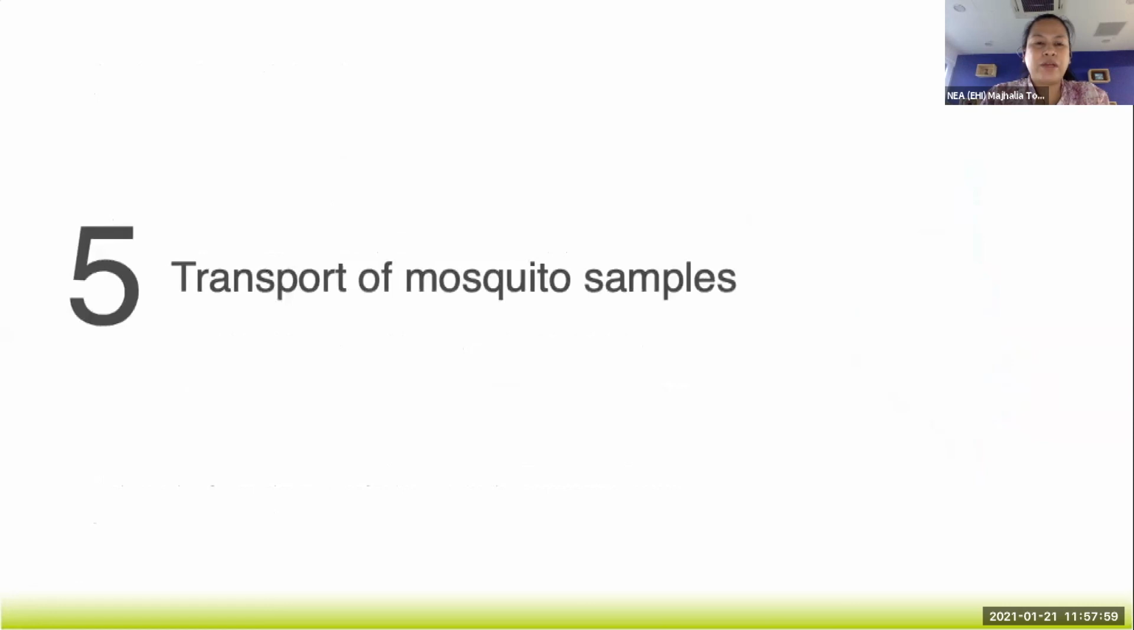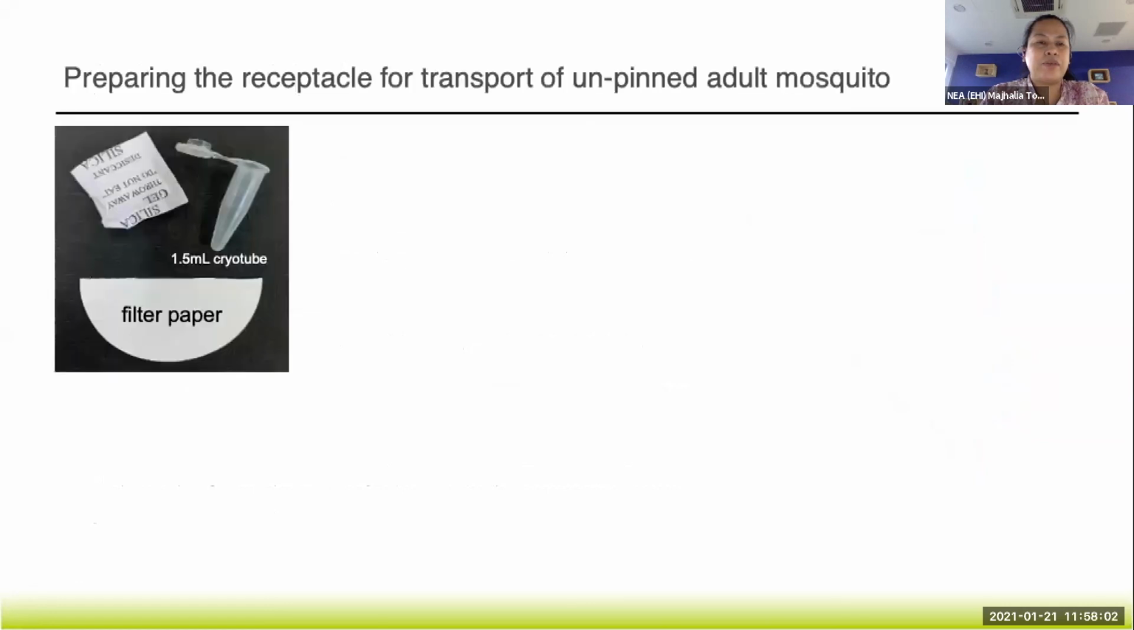Right. So when you want to transport your mosquito samples, we can do it in many ways, but I will just share with you some of the ways that we use. Let's say you want to transport one sample at a time, but you don't have the time to pin them. You can actually use the 1.5 ml cryo tube or Eppendorf tube, and silica gel, which is the one that you actually have in your, let's say, medicine bottles, but you can buy them separately. And then you have your round filter paper that you cut in half.